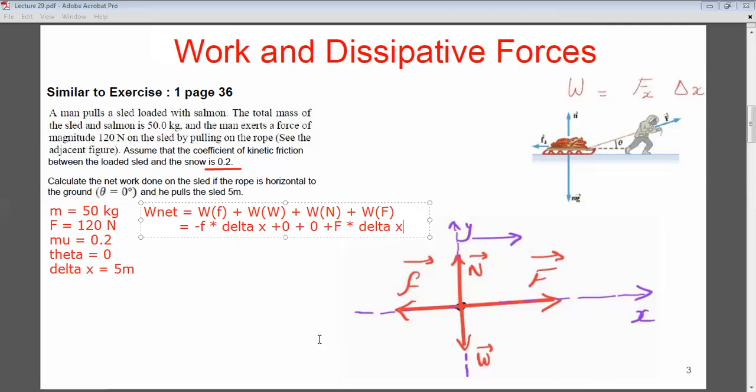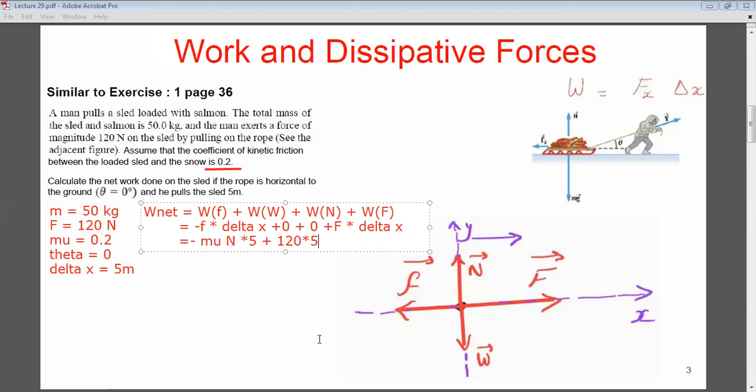Okay, now we want to solve this. What is the rule for friction? It's not giving me what the friction is, it's giving me mu. So in the given I have mu, so I have to use minus mu times N. This we have to remember from Newton's forces chapter. Times delta x, so times 5, plus F, which is 120, times 5.